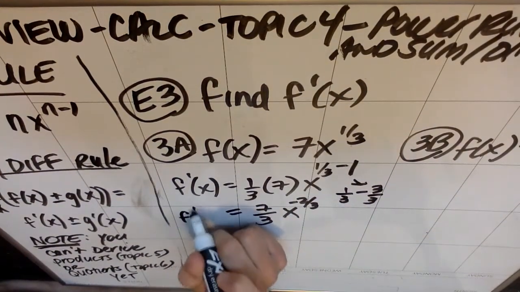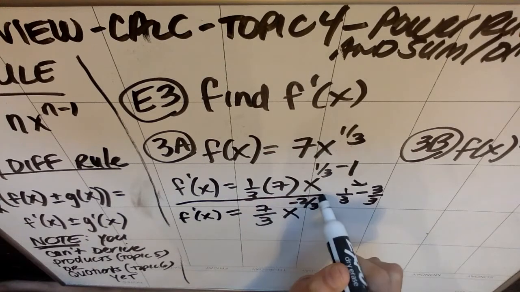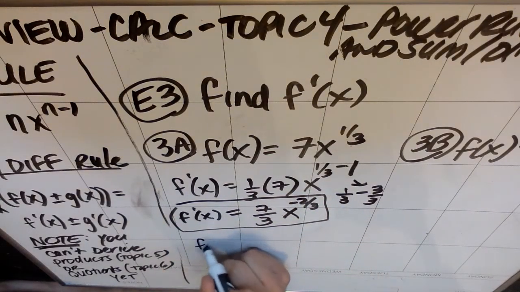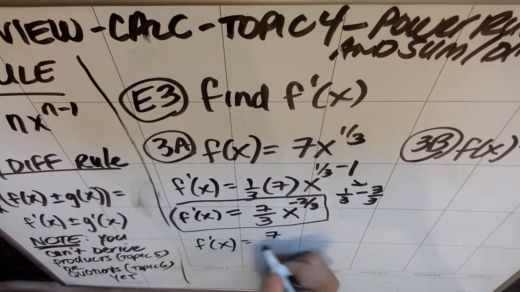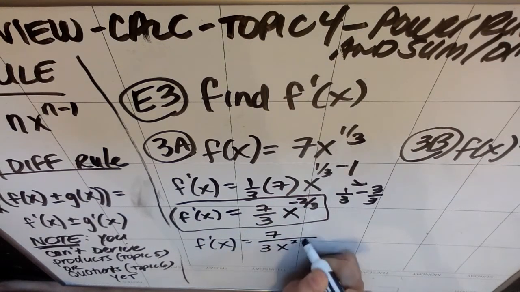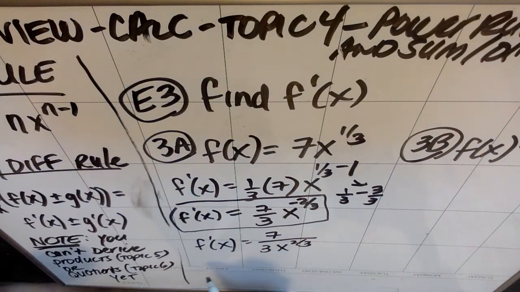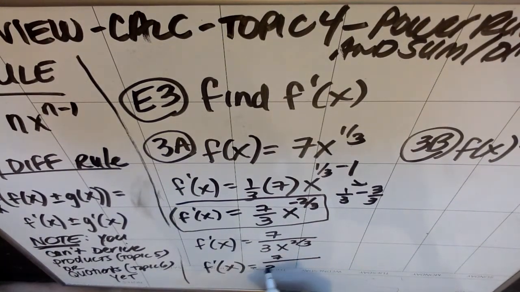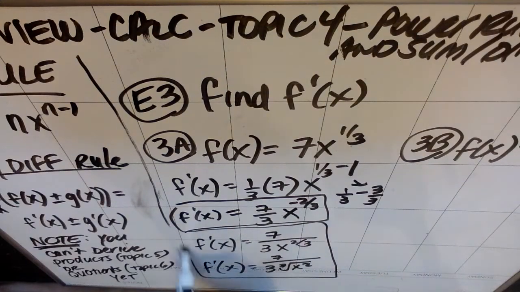So I can either leave my answer, and honestly, I would probably leave this answer like this. That's fine. Or you can say, hey, that negative exponent puts this on the wrong floor. So I could make this 7 on top of 3x to the regular 2/3 because now it's on the right floor. Or if I really wanted, I could rewrite that as a root because this is the cube root. So it's 7 over 3 times the cube root of x squared, which is also fine if you want. Any of these would be fine. If I were you, I'd probably stop while I was ahead and leave it at the first one.